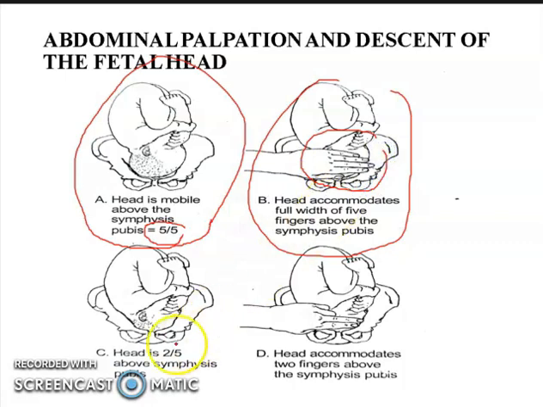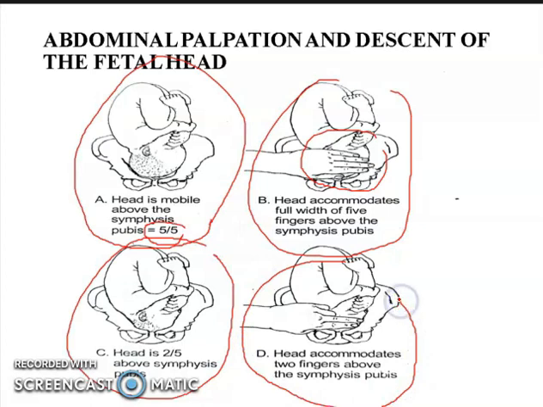Okay. Then we have another example, C here, where the head is 2/5 above the symphysis pubis. What this means is that the head accommodates 2 fingers above the symphysis pubis, okay, as shown here in D.